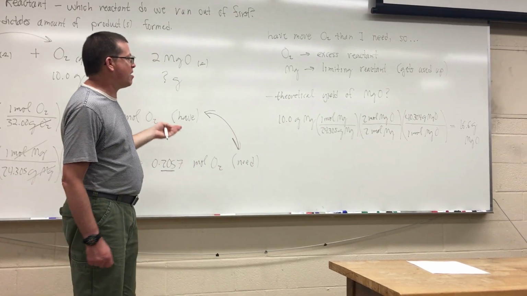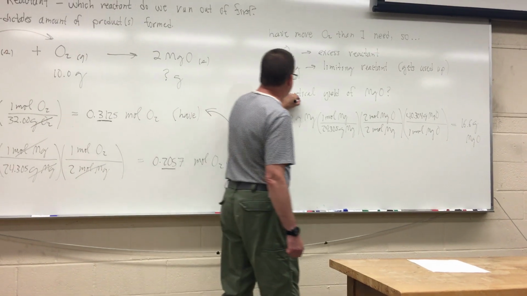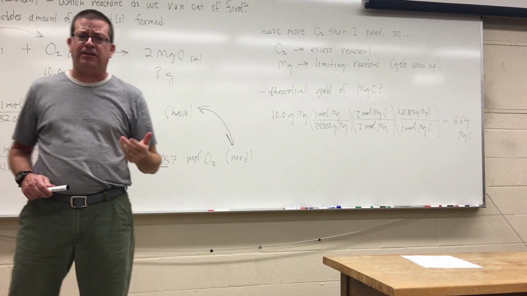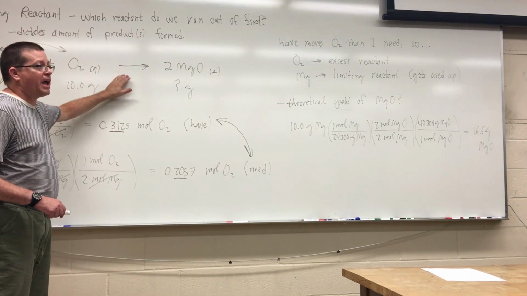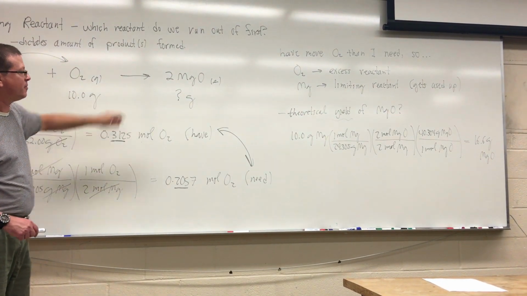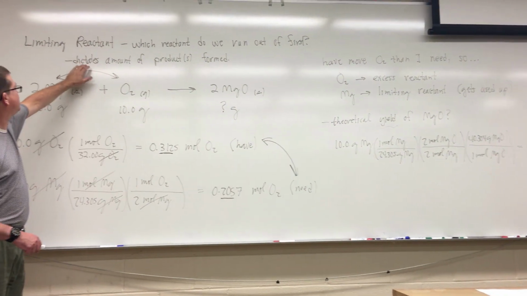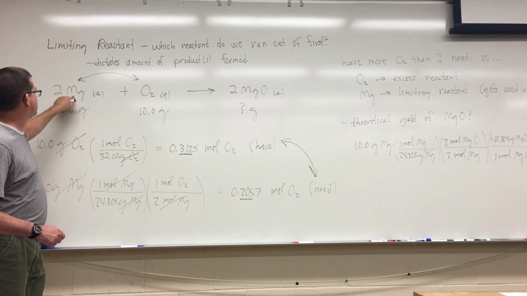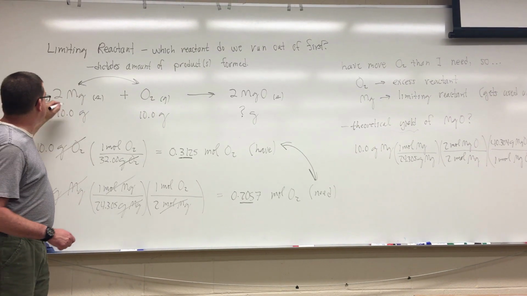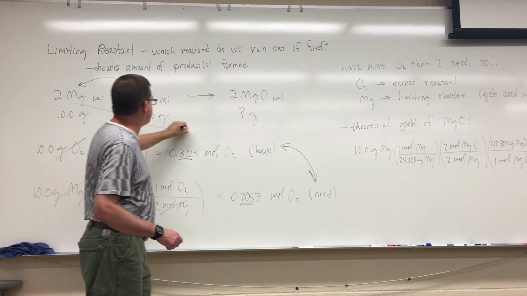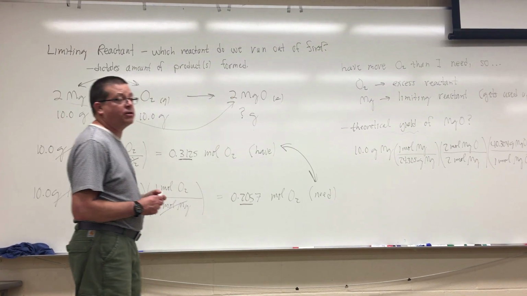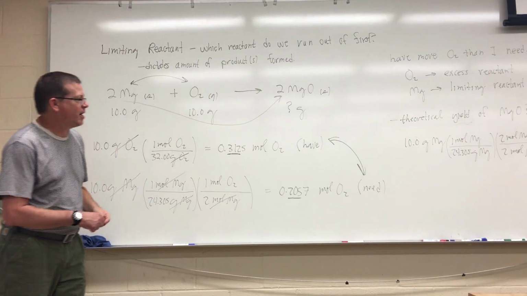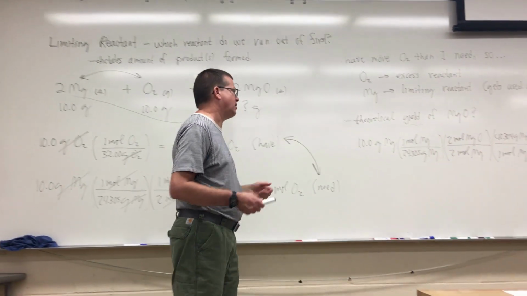So now I can go about calculating what I call the theoretical yield of magnesium oxide. That's the amount of product that I could actually make using my limiting reactant. Remember, the limiting reactant dictates the amount of product that I can form. So if magnesium is my limiting reactant, then I need a mole bridge that takes me from magnesium to magnesium oxide in order to determine the mass of magnesium oxide I could theoretically make. All right? So let's go ahead and do that calculation.